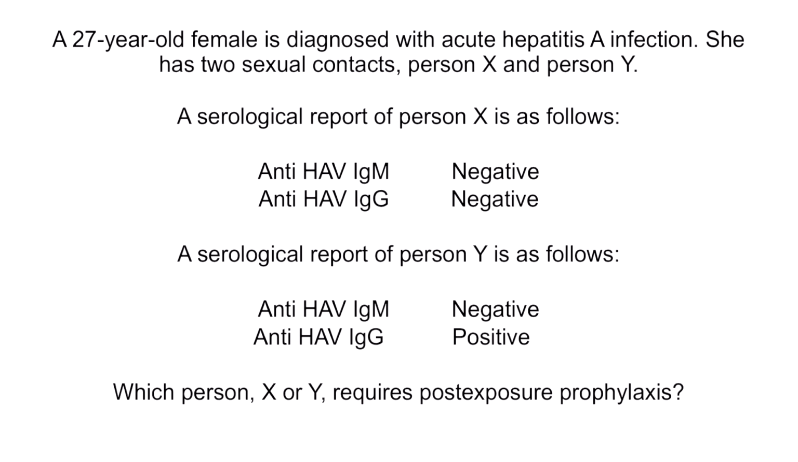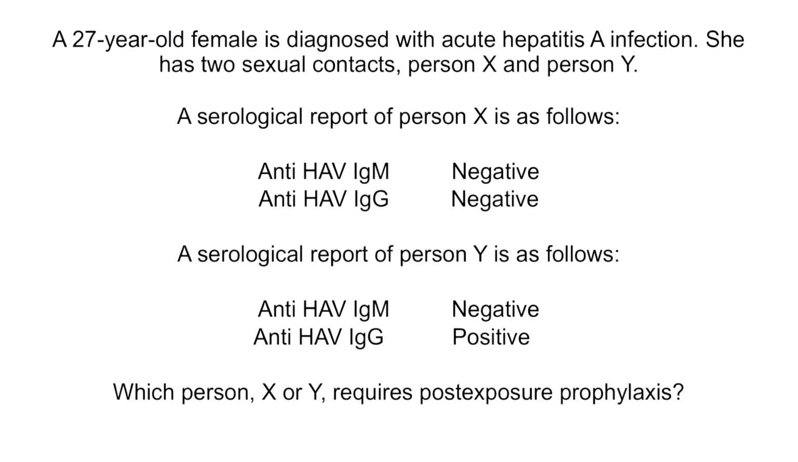All right, let's try a question. A 27-year-old female is diagnosed with acute hepatitis A infection. She has 2 sexual contacts, person X and person Y. A serological report of person X is as follows: anti-HAV IgM negative, anti-HAV IgG negative. A serological report of person Y is as follows: anti-HAV IgM negative, anti-HAV IgG positive. Which person, X or Y, requires post-exposure prophylaxis?